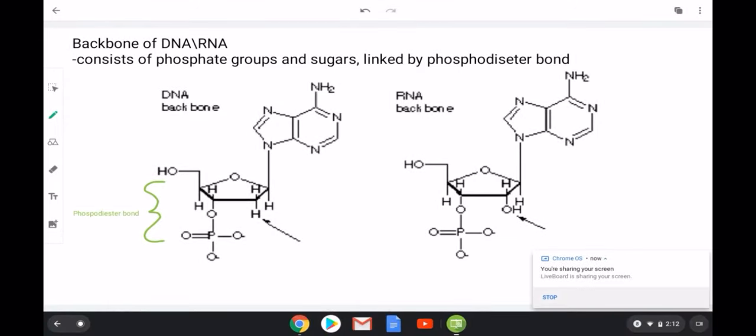There are also a few more differences between DNA and RNA other than just what is found on the 2' carbon. There is a difference in the backbone. They are both held together by phosphodiester bonds, which you can see right here, and that's simply a bond between the phosphate group and the 5-carbon sugar. And this picture also further shows that the DNA has the hydrogen on the 2' and the RNA has the hydroxide on the 2'.